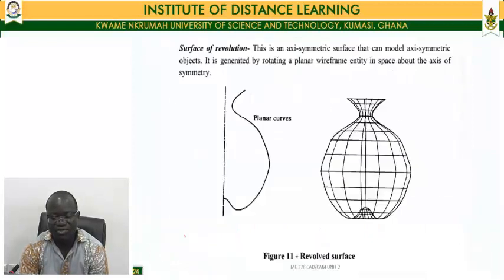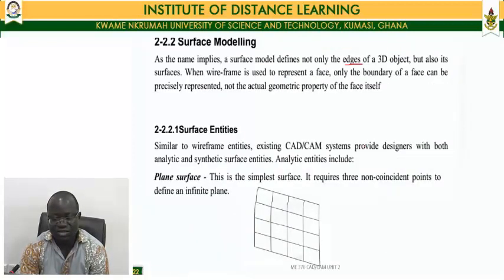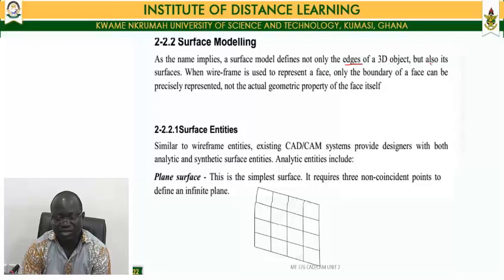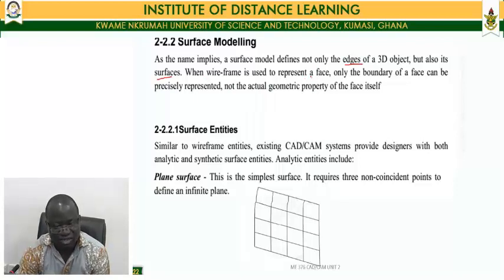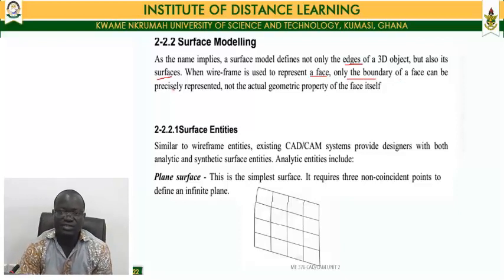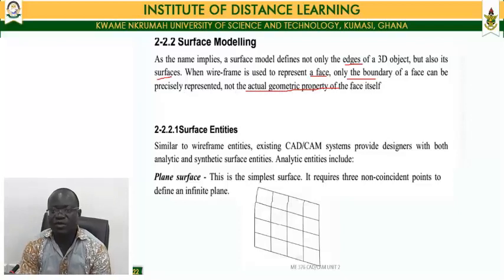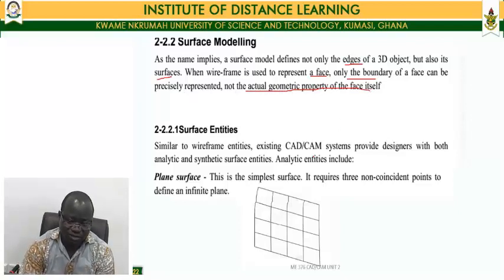So when wireframe is used to represent the face, only the boundary of the face can be precisely represented, not the actual geometric property of the face itself. That can only be done in this surface modeling. So that is where wireframe has its limitation. It can only show the boundaries, but it cannot show the actual properties of the face of the object.